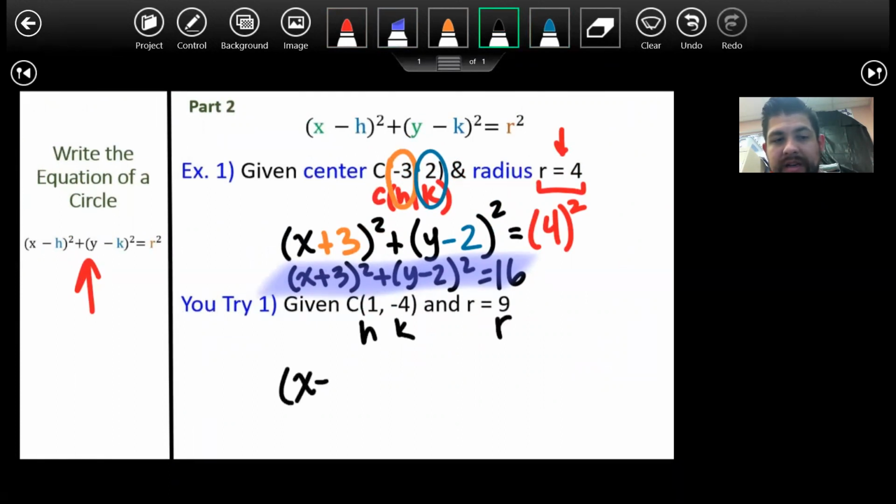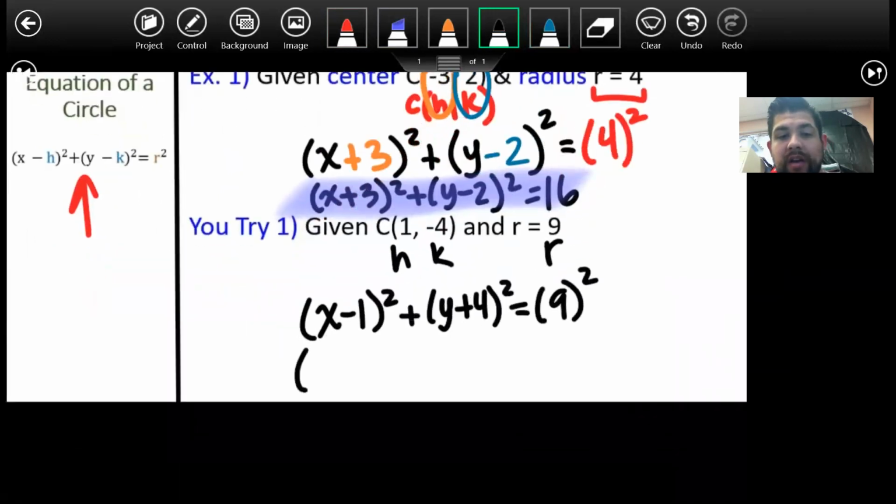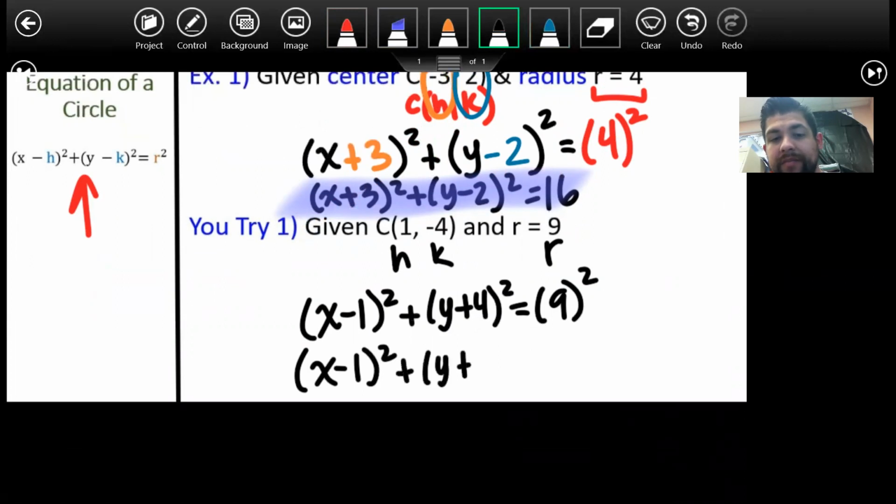So x minus 1 squared plus y plus 4 squared is equal to 9 squared. We should understand that 9 squared is 81. If you're unsure, grab a calculator to write this up. And there it is. So this is the equation with a center of 1, -4, and a radius of 9.